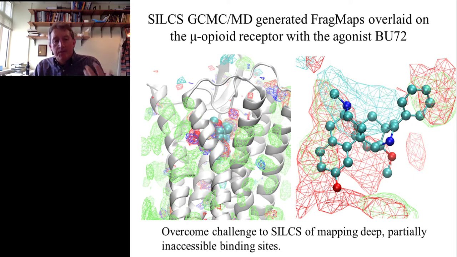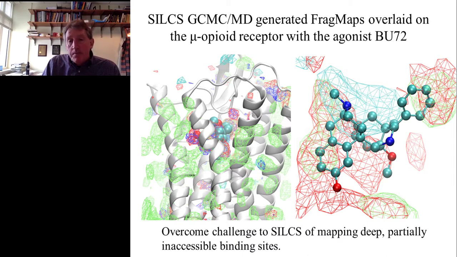So we now have the frag maps, and we show to the right the frag maps overlaid on the ligand from the crystal structure. And you can start to see how the different types of frag maps correspond to the different functional groups. You see both acceptor and nonpolar fragment maps corresponding to this ring system. The acceptor maps correspond to this oxygen, as well as to this hydroxyl. Up here we see positively charged maps corresponding to the positively charged nitrogen, which is typical in opioids.